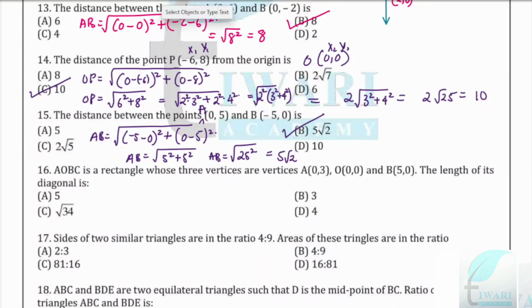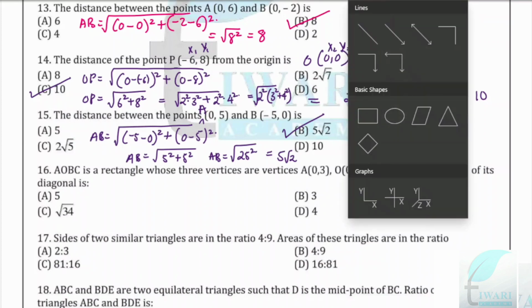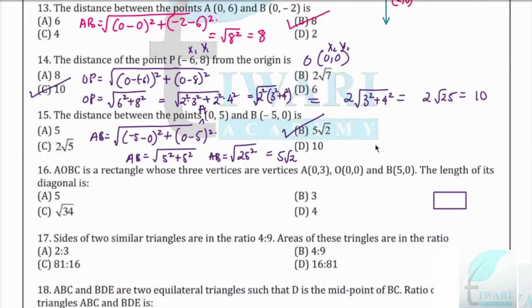Now let us come to question number 16. AOBC is a rectangle whose three vertices are A, O and B. A as (0, 3), O as (0, 0) and B as (5, 0). The length of its diagonal is what? So let us draw a rectangle first. So the rectangle is A, O, B, C. Okay.